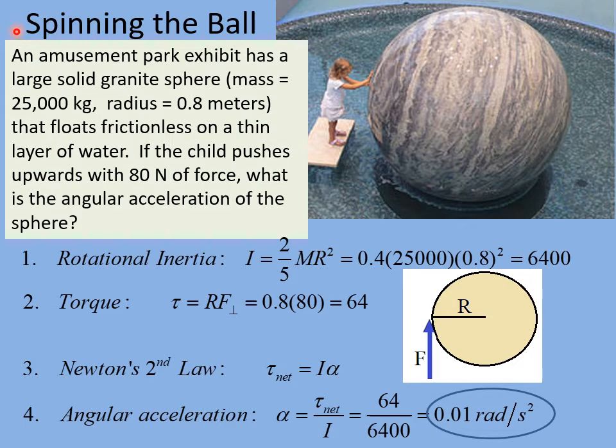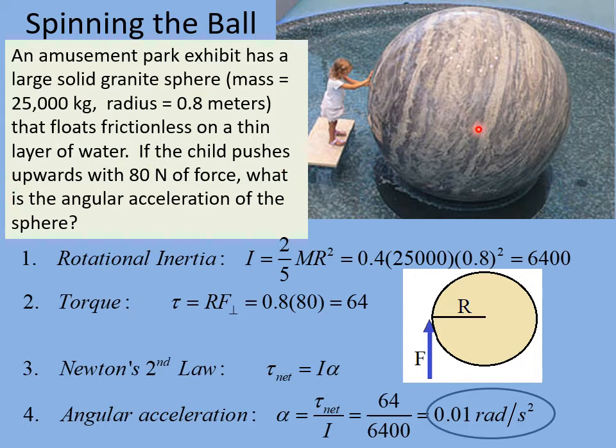Here's another example of rotational dynamics. An amusement park exhibit has a large solid granite sphere with a mass of 25,000 kilograms and radius of 0.8 meters that floats frictionless on a thin layer of water. If the child pushes upwards with 80 newtons of force, what is the angular acceleration of the sphere?